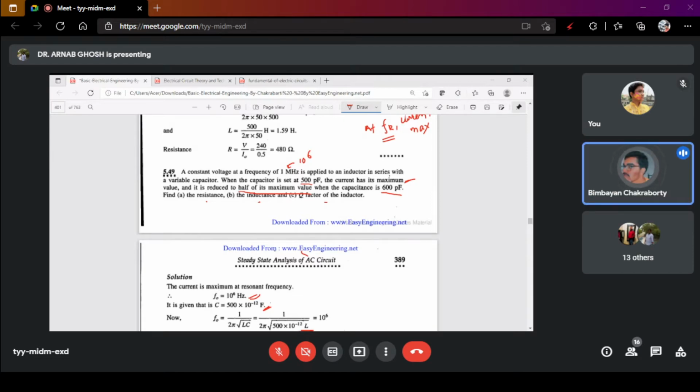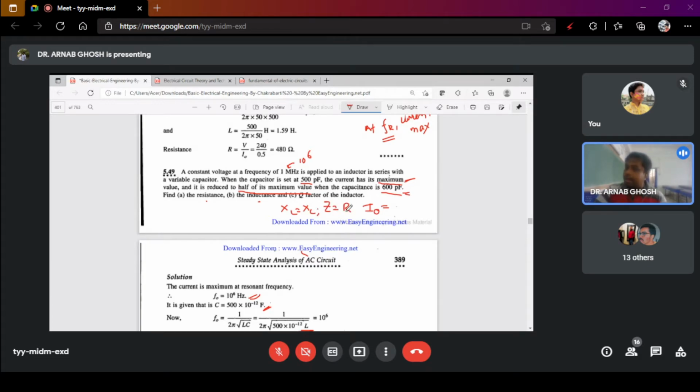Can you explain how I is equal to V by 2R again? Yeah, sure. Look at the problem. It has been given that at 600 picofarad the current is reduced to half of its maximum value. So what is the maximum current? The maximum current is the current at resonance condition. If I represent it as I0, at resonant condition your XL is equal to XC. Therefore, your impedance is equal to R.